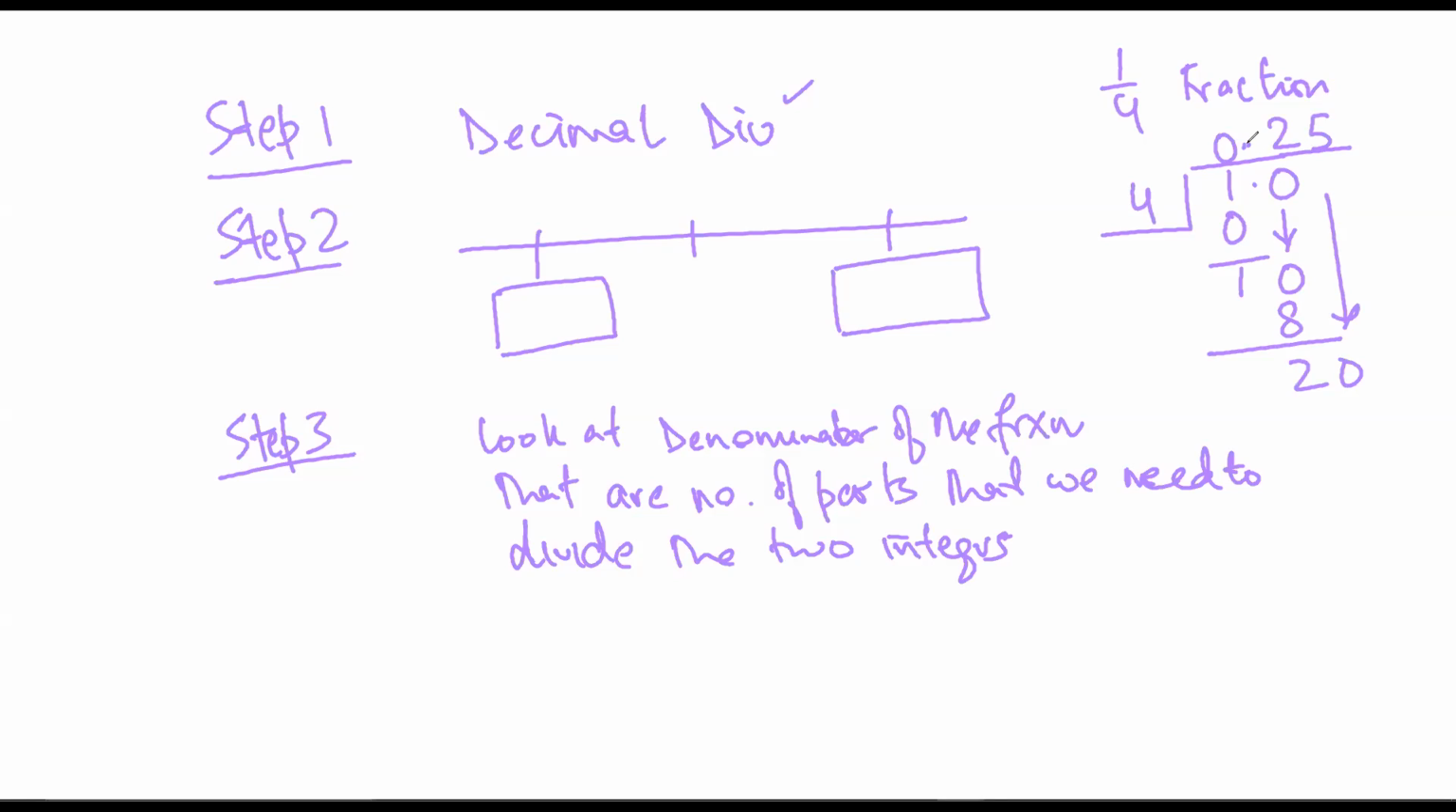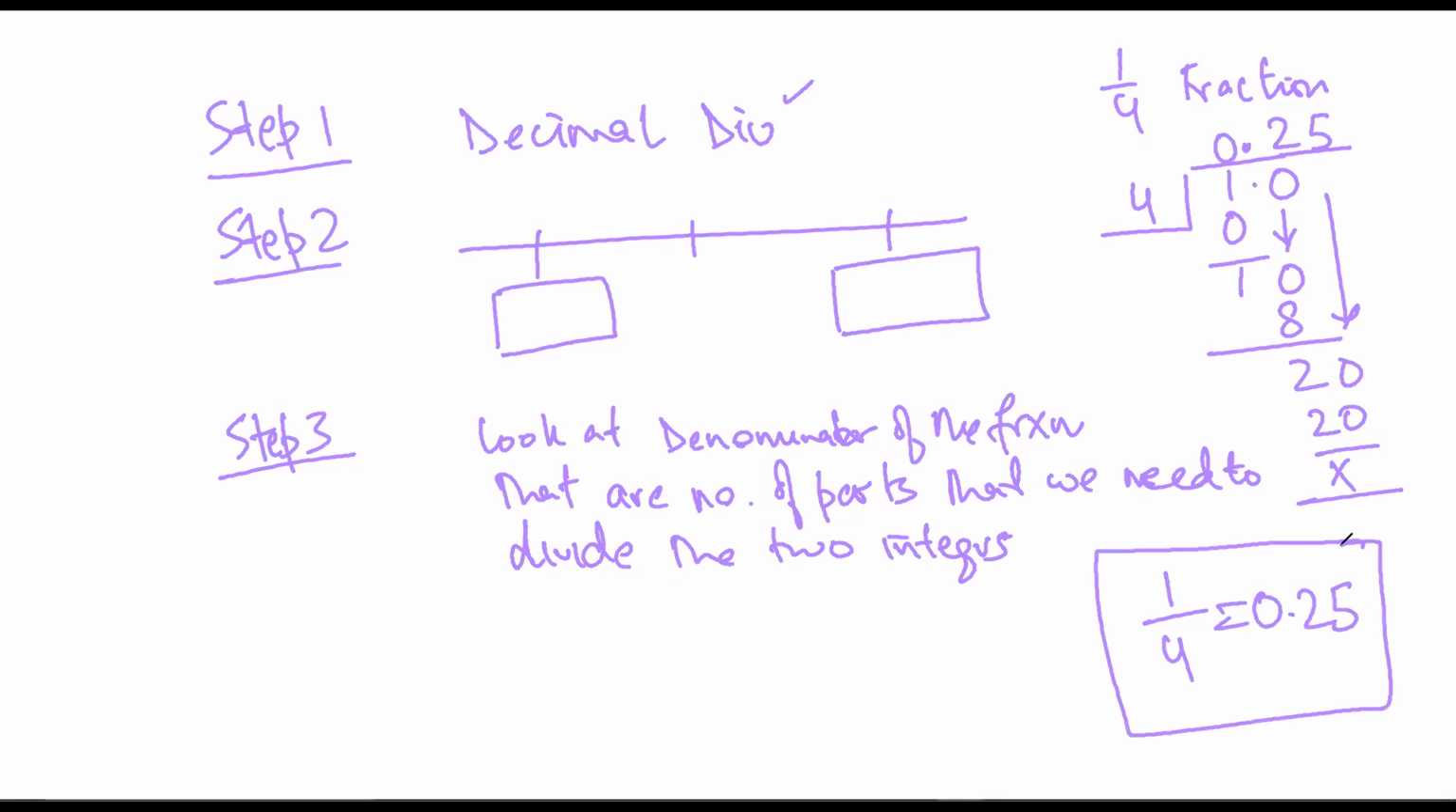So 1 by 4 is equal to 0.25. Have you understood this, Sarthak? Yes, sir. So 0.25. Now 0.25 will lie between what two integers? 0 and 1. 0.25 was actually 1 by 4.